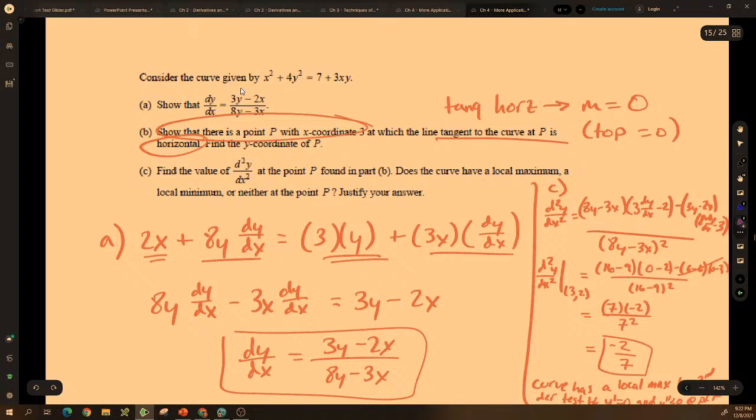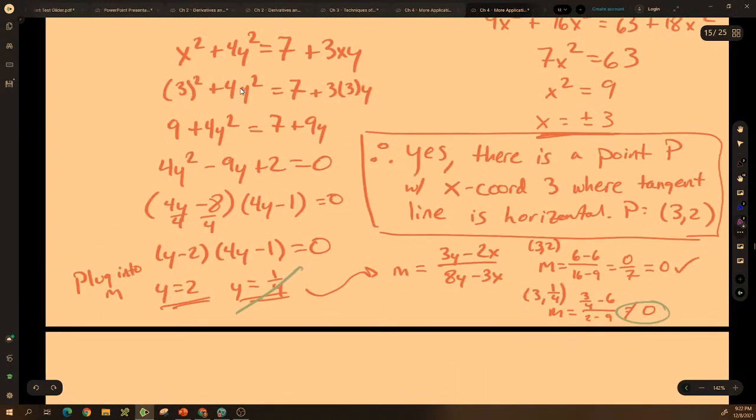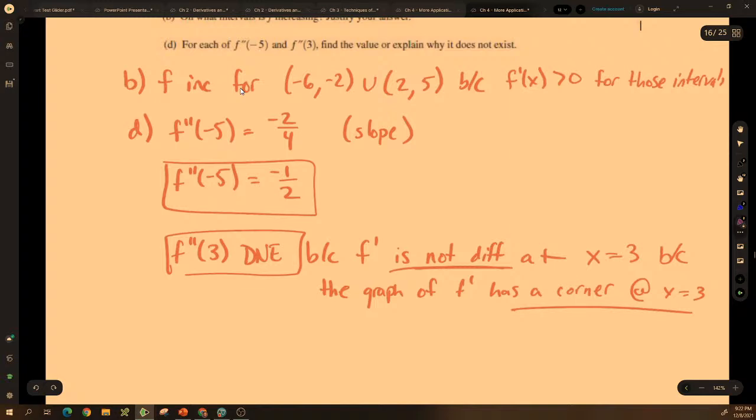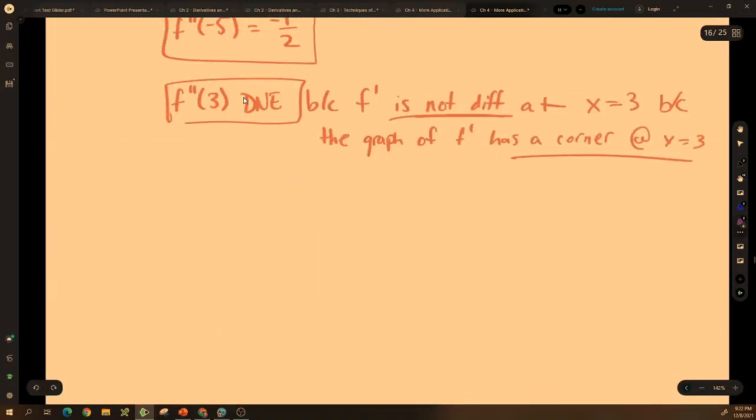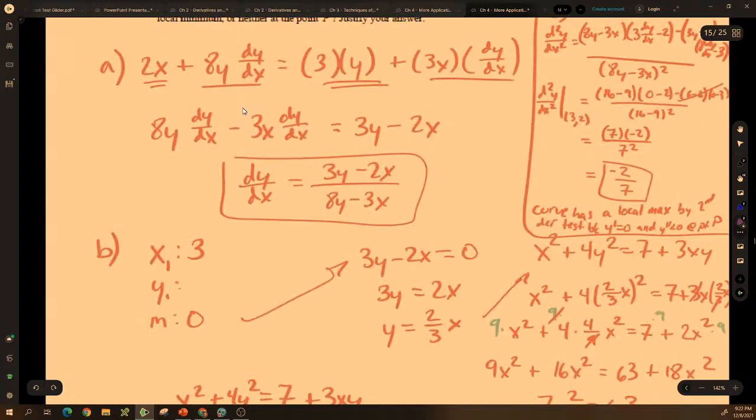Okay, so next one, I think we got, what, 3 left? Yeah, 3 left. Okay, and the last 2 are a lot quicker. So this is our last long one.